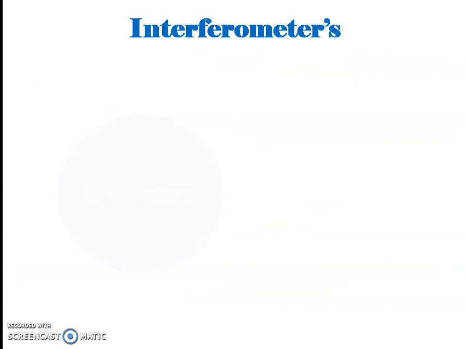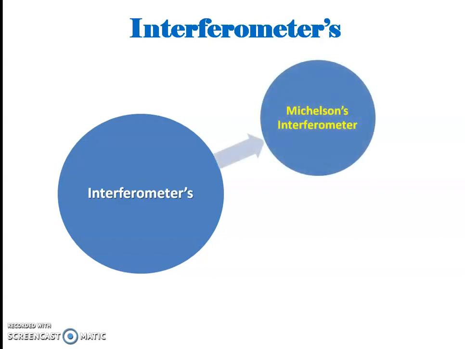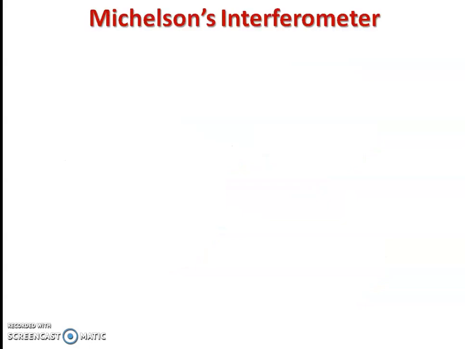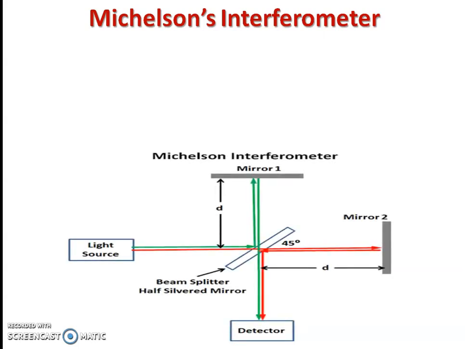Now what are the types of interferometer? Basically there are different types of interferometers. So here the first type is Michelson's interferometer, and the second type is Fabry-Perot interferometer. In this video we will discuss Michelson's interferometer in detail. So what is Michelson's interferometer?